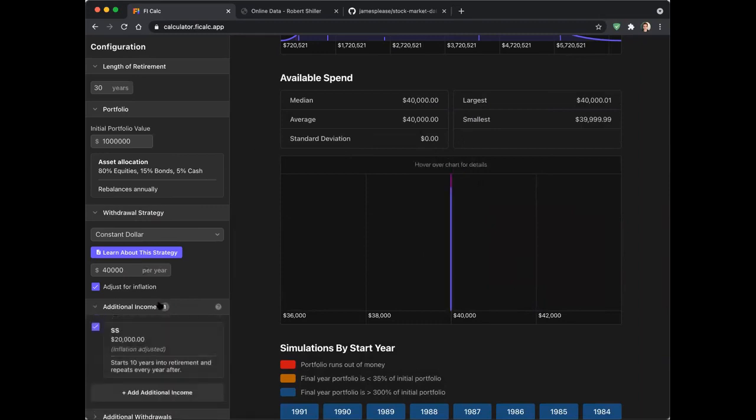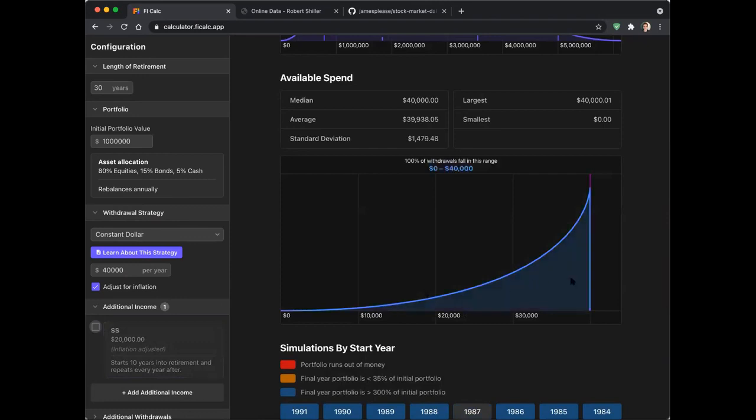And then if we even turn this off for a minute, you can see, again, this is another example where the chart hasn't been optimized for every use case or every situation that you might find yourself in. The reason that this chart is displaying this way is because you're pretty much always withdrawing $40,000 unless you run out of money, and then you withdraw $0.